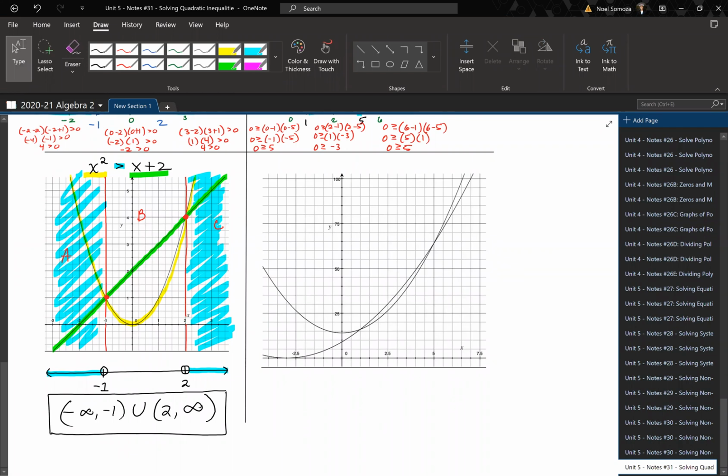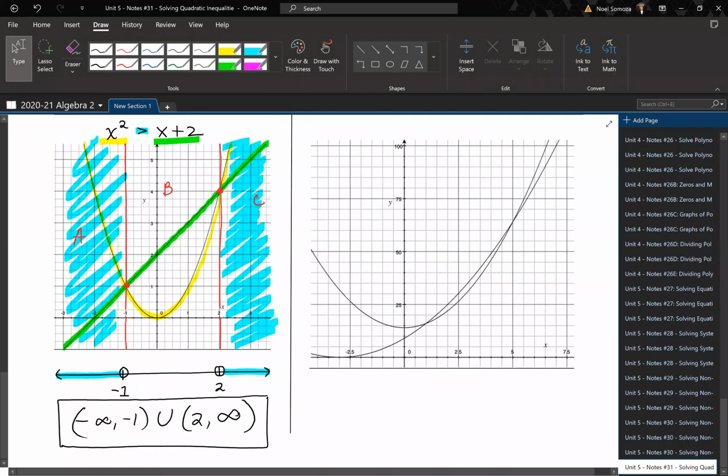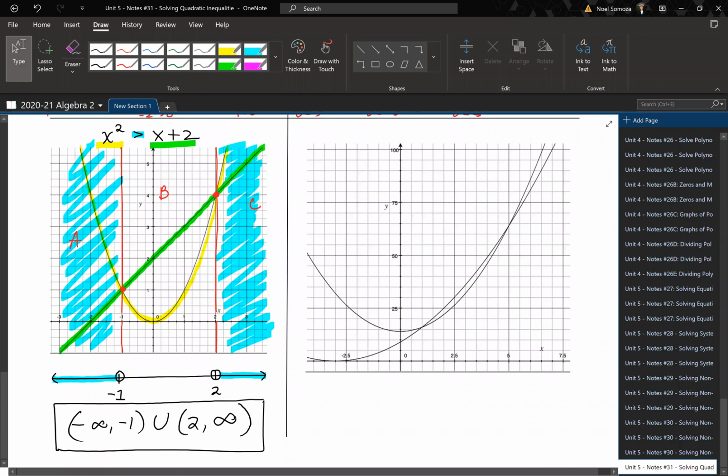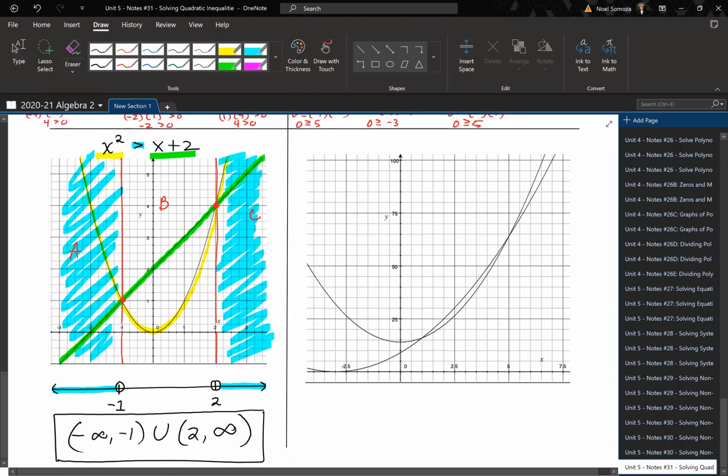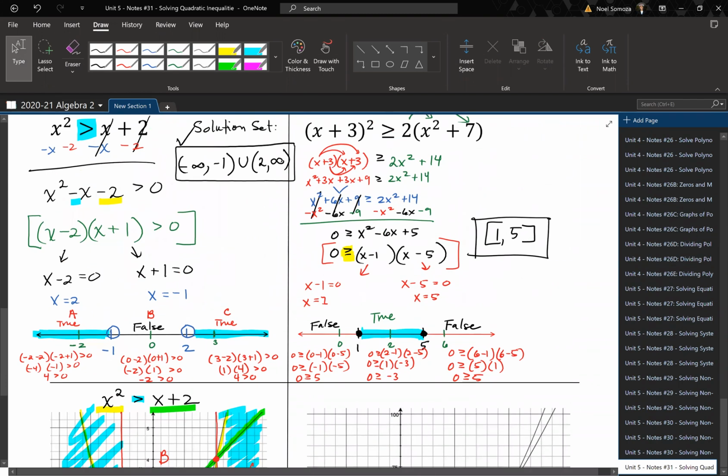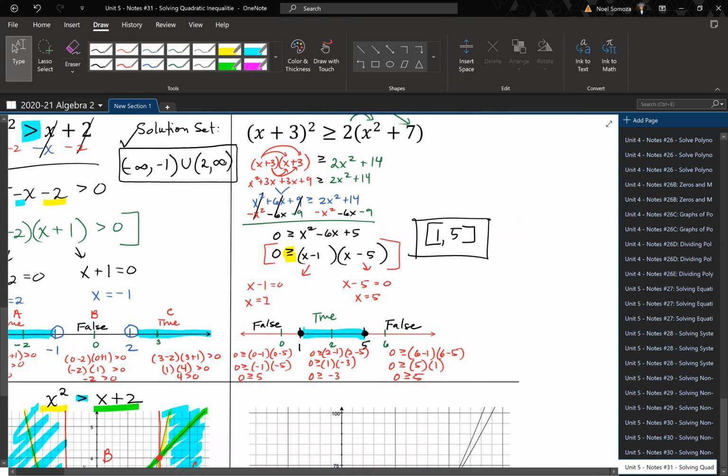Okay, any questions on number 3? Questions, all right. And let's take a look at the last one then, which is x plus 3 squared greater than or equal to 2 times x squared. Let me write it as the distributed version, 2x squared plus 14.